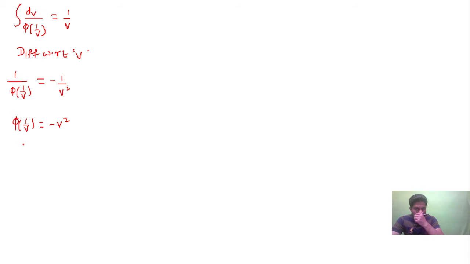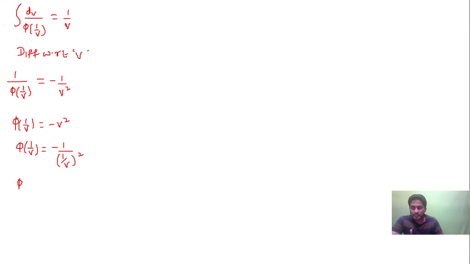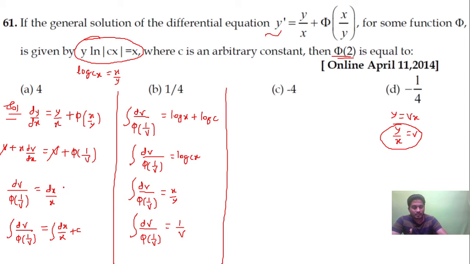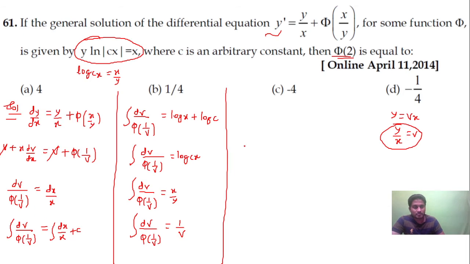Now this can also be written as phi of 1 by v is equal to minus 1 divided by 1 by v square. Both are the same. You take it to the numerator, you get back the same thing. I'm supposed to find out what is phi of 2. Now phi of 2 can be written by putting 2 in place of 1 by v. So in place of v you put 1 by 2, so this will be equal to minus 1 by 2 square, that's equal to minus 1 by 4. That's the answer, guys. The answer is option D.